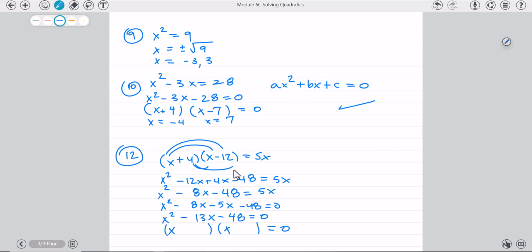x squared, x times x. 48, I actually thought of 8 times 6, but when you add or subtract, that's not going to give you -13. So then I looked at 16 and 3, because 16 times 3 is 48, and 16 minus 3 would give me -13. The negative is on the middle term, so it needs to go on the larger value. And now I have what I can solve, my x equals 16, or my x equals -3, when I set both of these factors equal to 0 and solve.